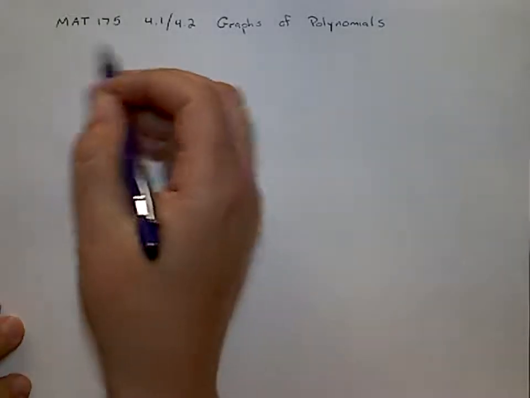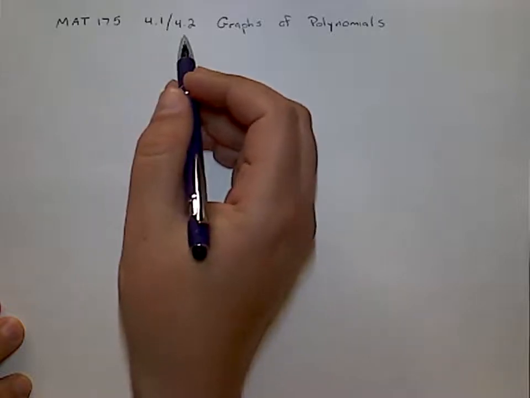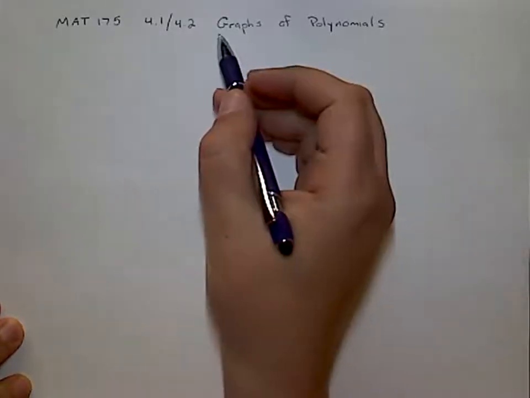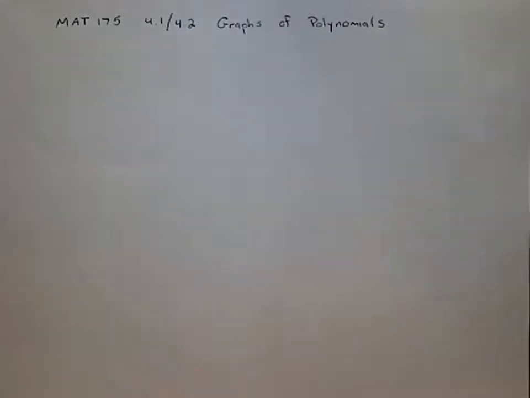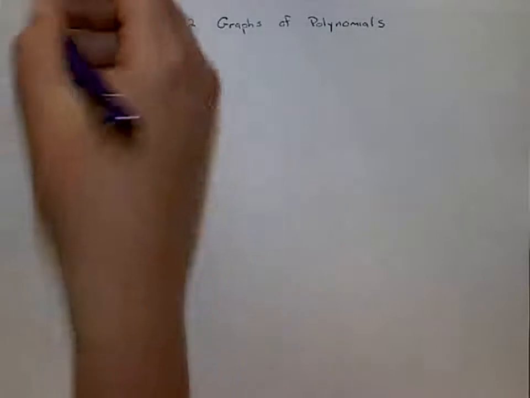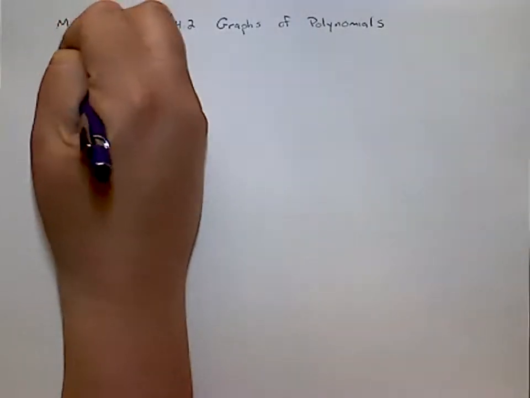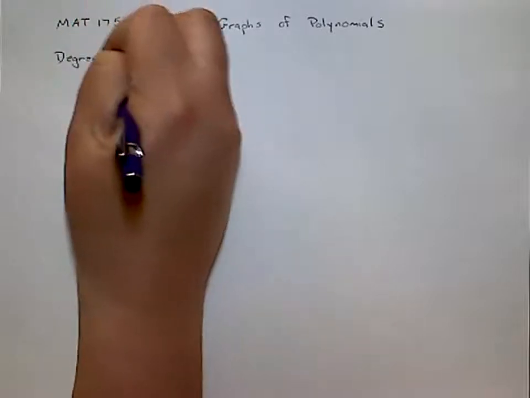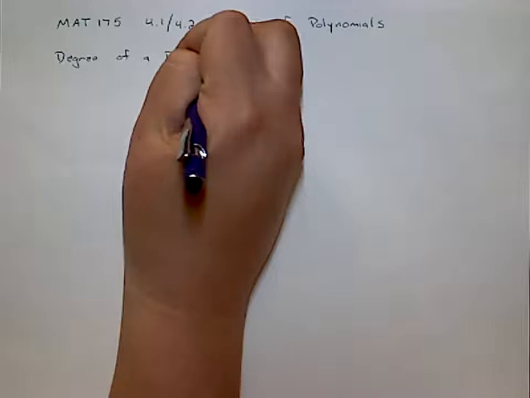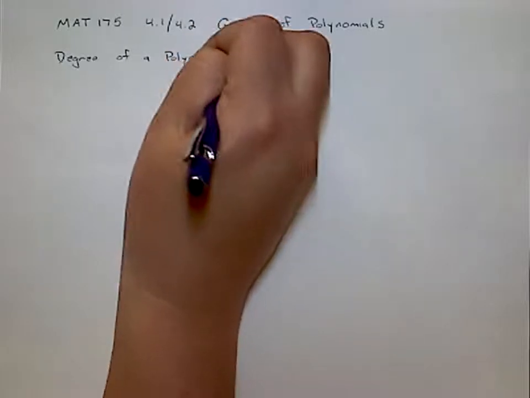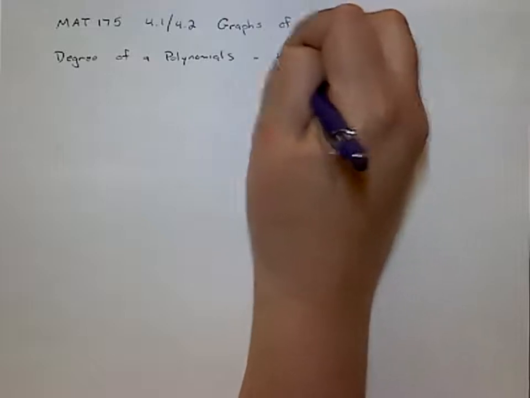Okay, so today in Math 175, we're going to be dealing with 4.1 and 4.2, and they both focus on graphs of polynomials. So we're going to go ahead and start. The first thing we're going to talk about is the degree of a polynomial. Now, the degree of a polynomial is the highest exponent, right? So we're dealing with the highest exponent.